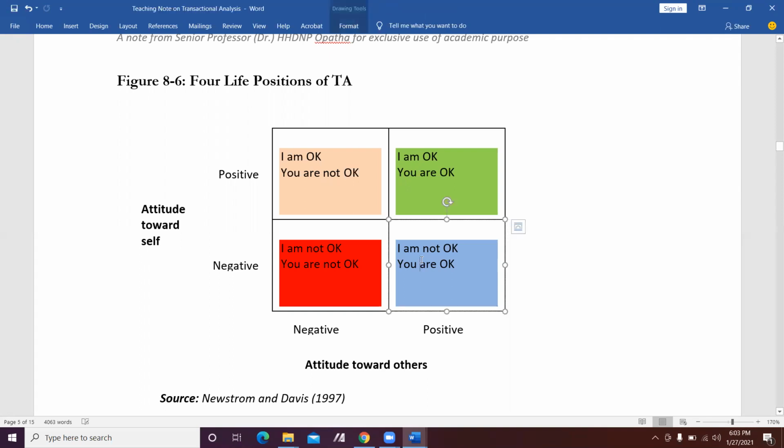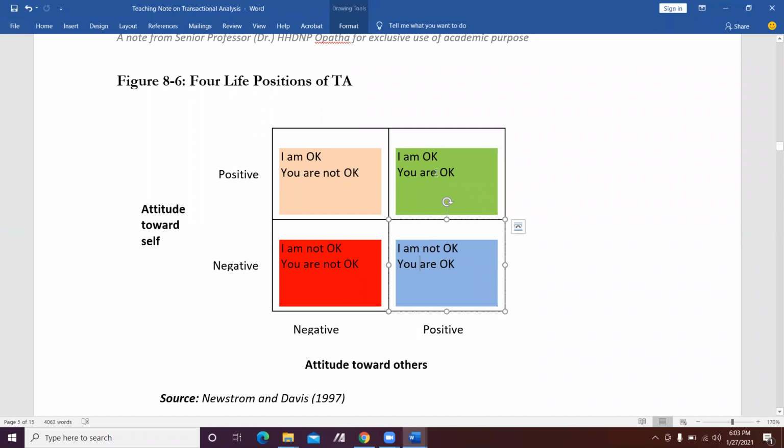Then go to this one. Attitude toward others, that means, from your point of view, your attitude about others is positive. Therefore, you are okay. You means others, be intelligent. This is from your point of view. Then your attitude about you is bad. Therefore, I am not okay. So therefore, I means you.